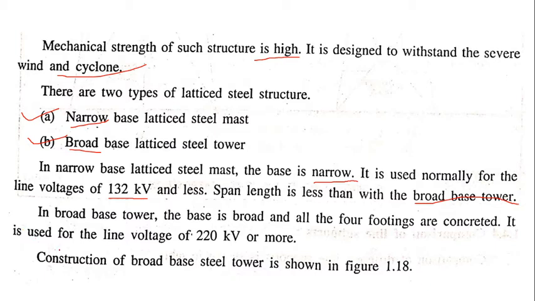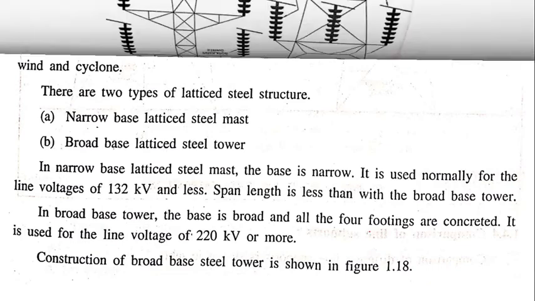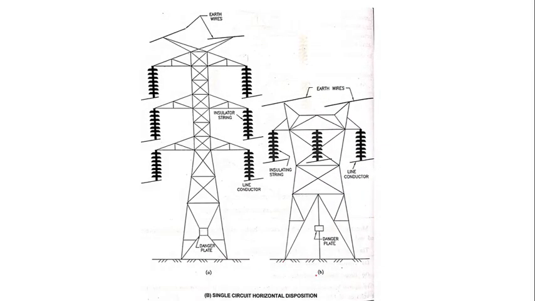Okay, it is used for the line voltage of 220 kV and more, because the voltage level we can increase it, and the span we can also increase it. So the construction of a broad base steel tower is shown in the figure. Let's see the figure. And here is the broad base. This is the second one, the broad base. So the base is very broad, and here is the tower.